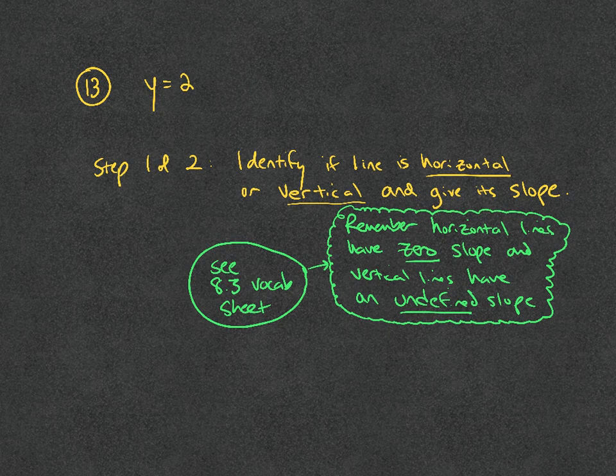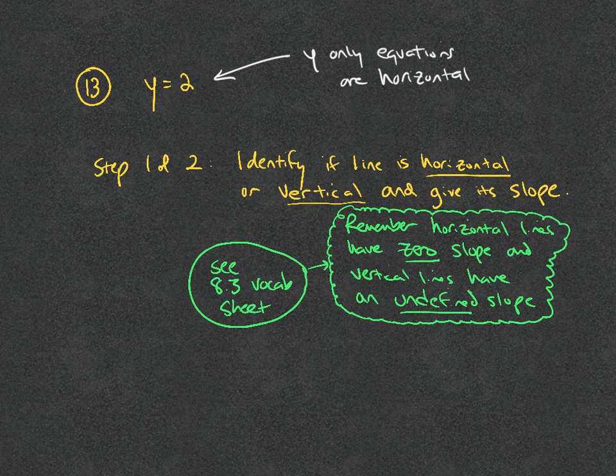Number 13, y equals 2. Step 1 of 2, identify if the line is horizontal or vertical. So we just got done doing a y only equation. Y only equations are horizontal. We just had that one that was at -3 and it was horizontal. It's sort of the opposite of the axis. The x-axis is horizontal, but y equations are horizontal. The y-axis is vertical, but x equations are vertical.